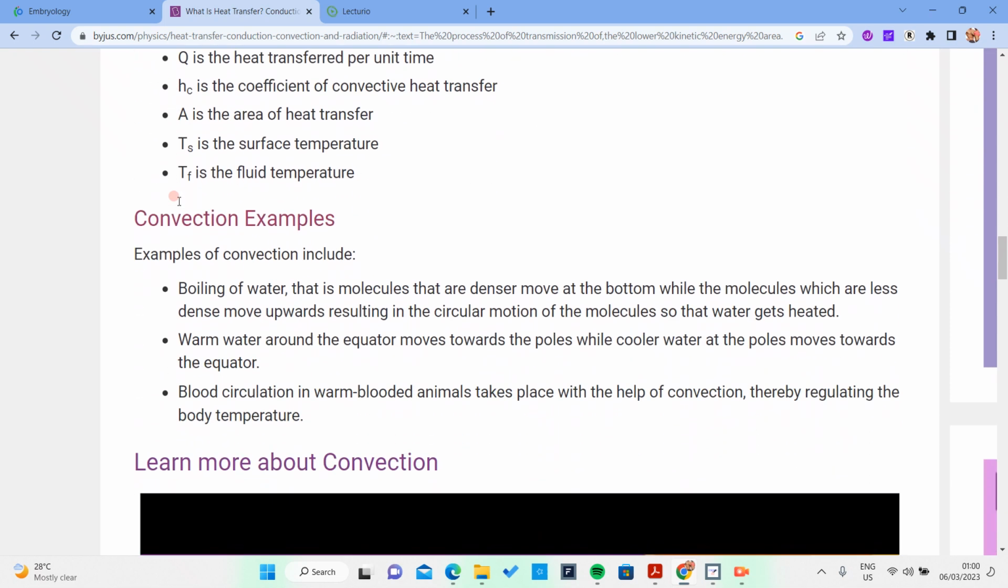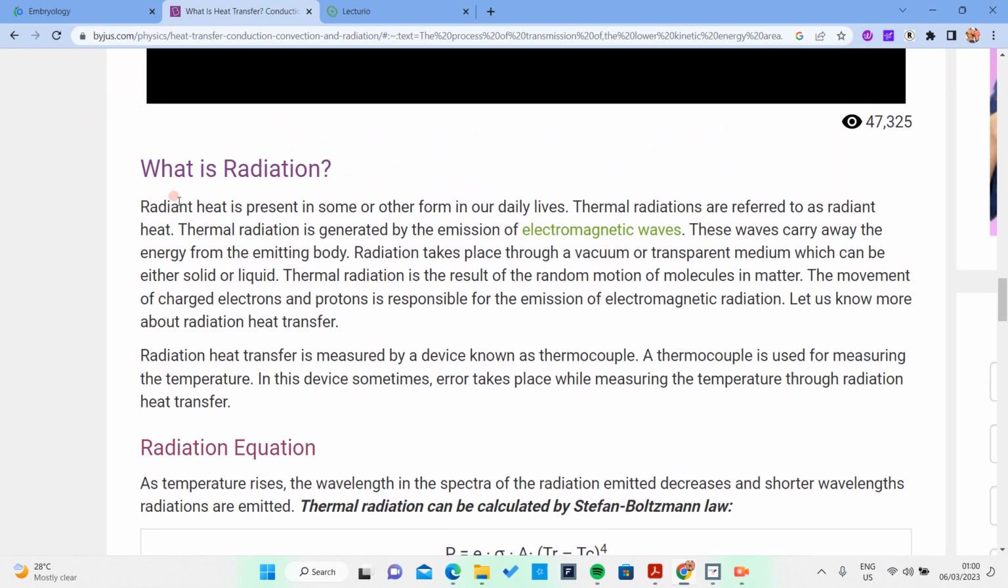Now examples of convection: we have boiling of water, when the water molecules escape. Then we have warming of water at the equator and the poles. And then you have blood circulation in your body too. That's also an example of transfer of heat energy by convection.